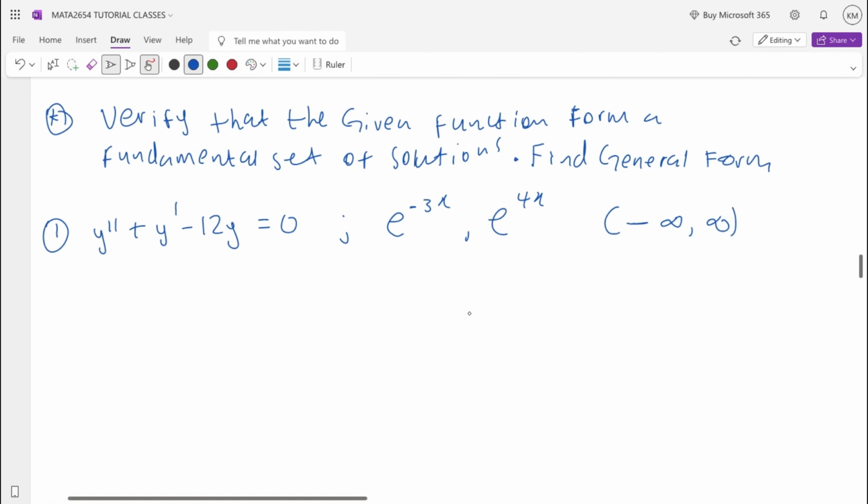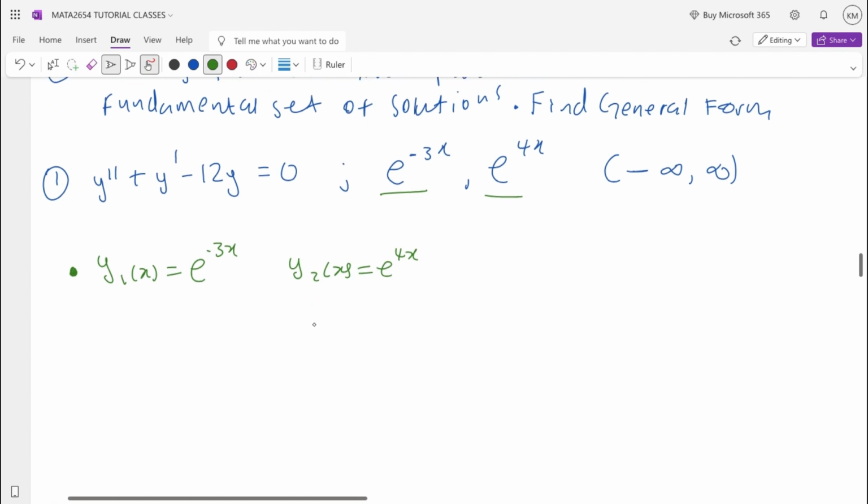So what are we asked to do? We are asked to verify if this is a fundamental set of solutions. Then if they are, we should write the general form. In order for us to do that, we have to first compute the Wronskian determinant. So I can say this is y1 and this is y2. So y1 of x equals e to the minus 3x. Then y2 of x equals e to the 4x.